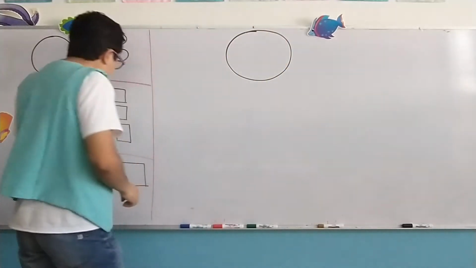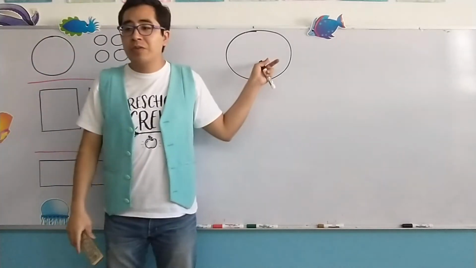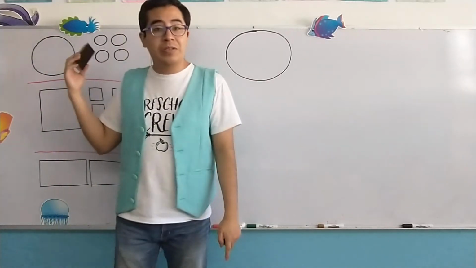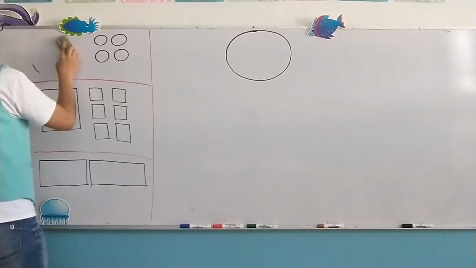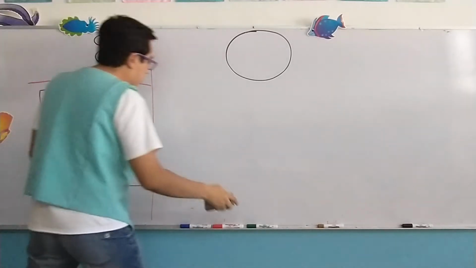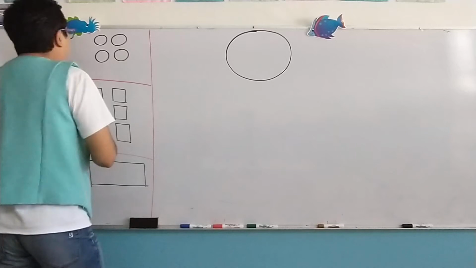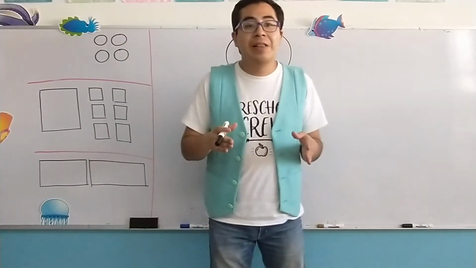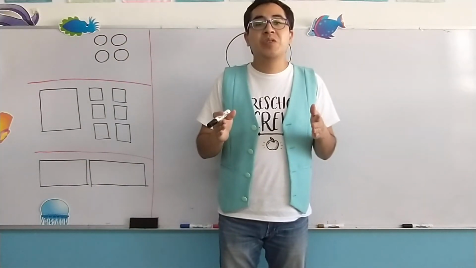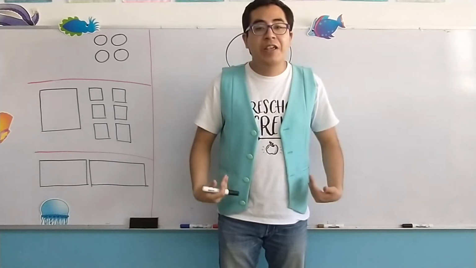Now, once we have it right here, ya que lo tengamos aquí, vamos a borrarlo de esta parte. Okay. After the big circle, then we have to draw the body.